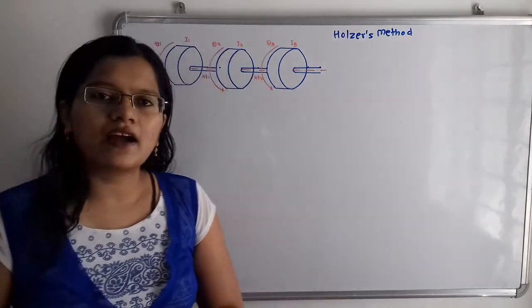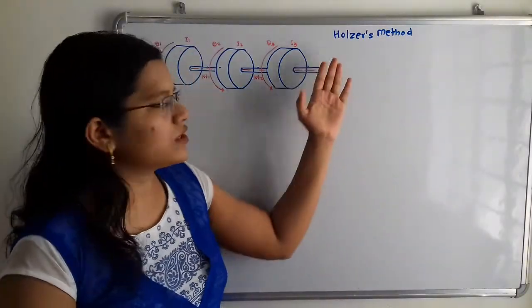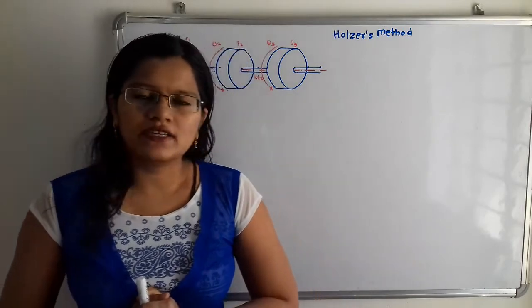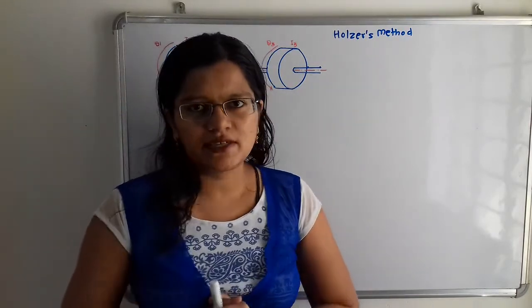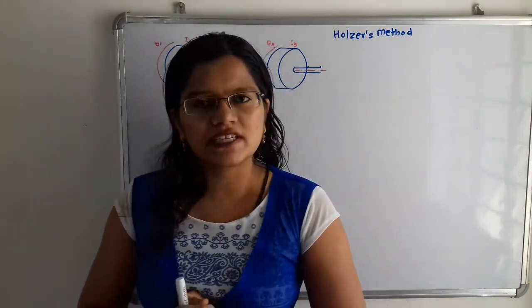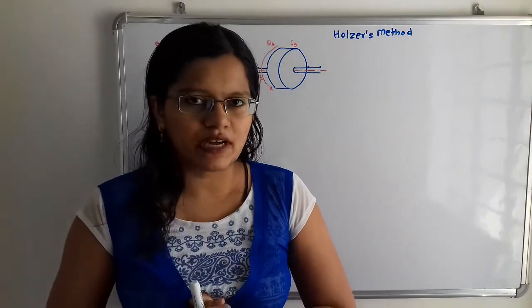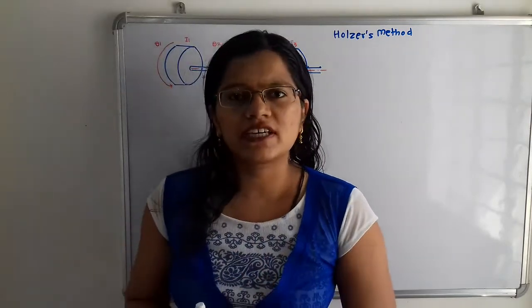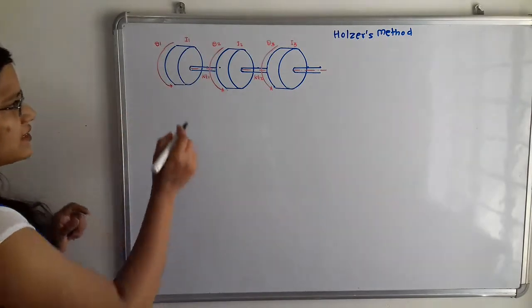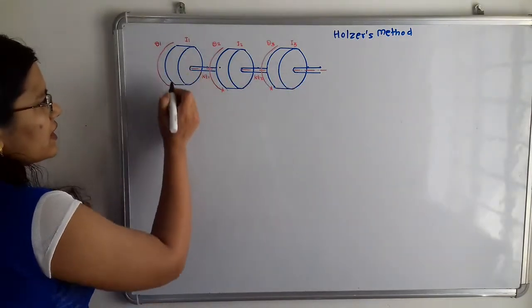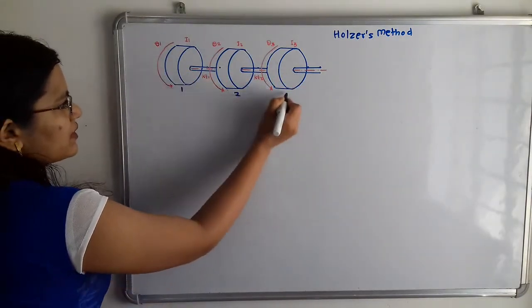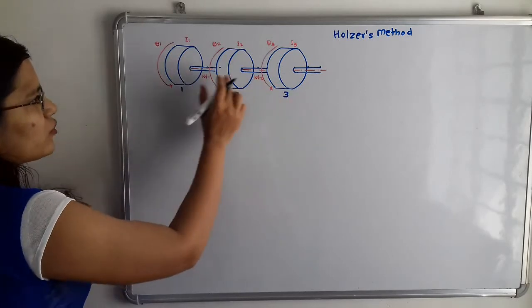Friends, this is Priyanka. Today we are going to study the Holzer method. This method is used for the torsional system, where there are several discs rotating on the same shaft. So let us observe the given diagram. Here is the shaft, and on it there are three discs. These are the three discs that are rotating.